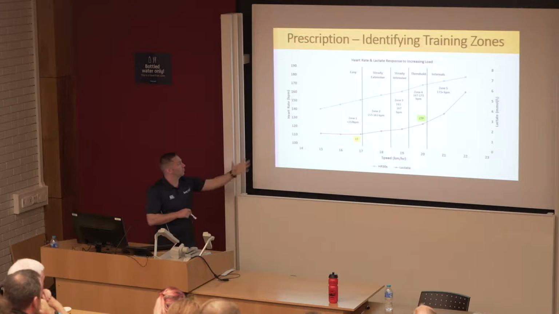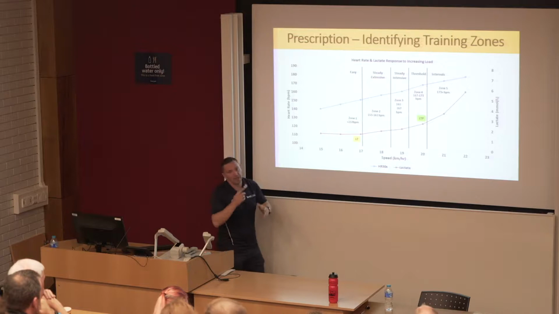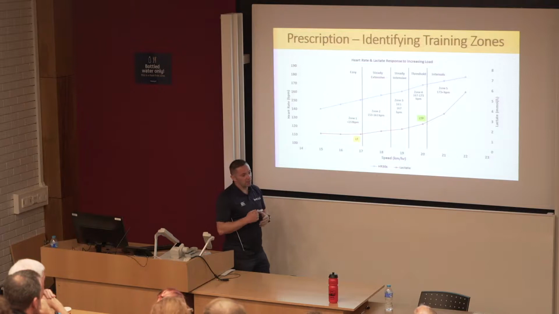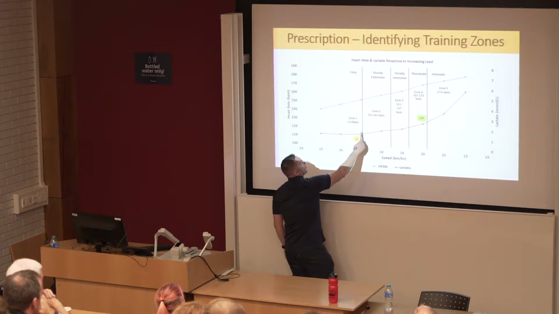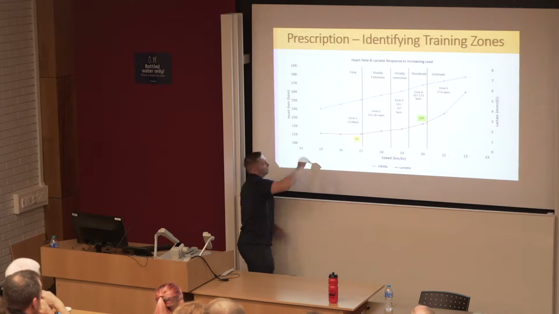So again, when you're working along these zones, specific adaptations take place as well. So Steve touched upon it earlier with capillary density, things like that. So if you're a marathon runner, then a lot of your work will be around here, and maybe touching upon here. But ideally what you want to do is shift this curve down and to the right. So around here is a lot of high volume work.